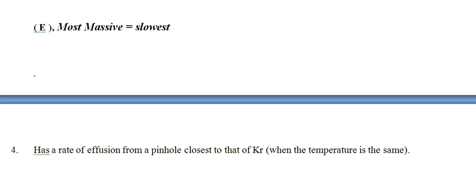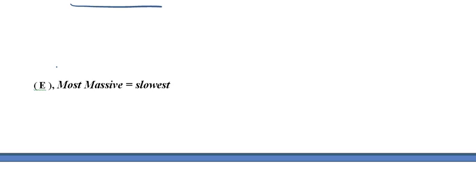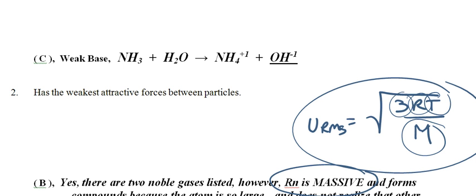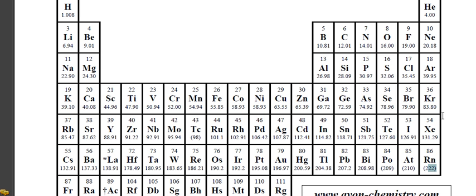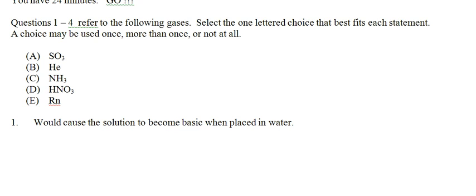Alright, number 4 has a rate of effusion from a pinhole closest to that of krypton when the temperature is the same. So when we do that, for rate of effusion, we need to find something that is a similar mass as krypton. And krypton has a molar mass of around 83.8. And of course I just erased all those molar masses that I just worked out.